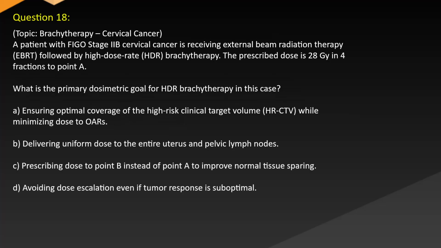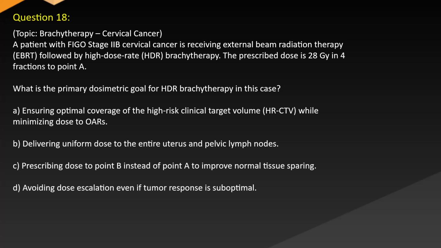Question 18. Topic: brachytherapy. Cervical cancer. Patient with FIGO stage IB cervical cancer is receiving external beam radiation therapy followed by high-dose rate HDR brachytherapy. The prescribed dose is 28 Gy in 4 fractions to point A. What is the primary dosimetric goal for HDR brachytherapy in this case?